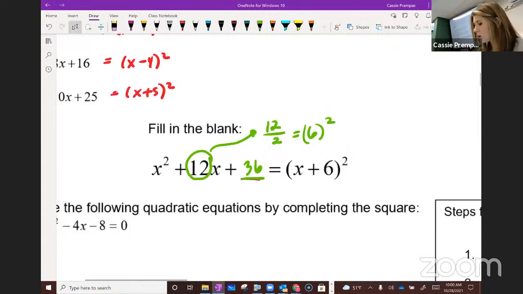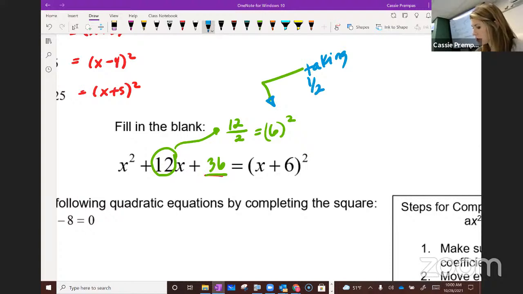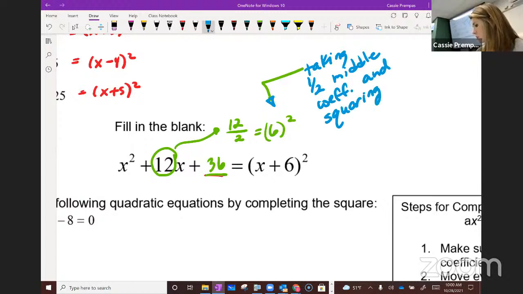It's really important that you know how to do that. So you might want to just go ahead and give yourself a little note. Taking half the middle coefficient and squaring it is called completing the square.